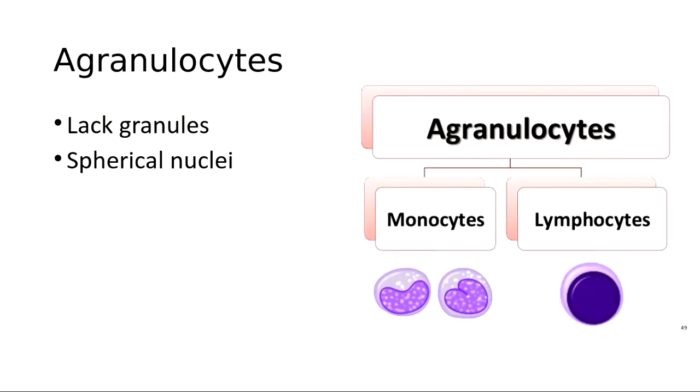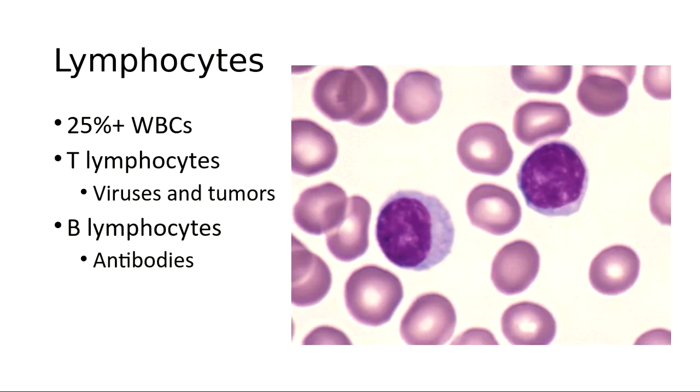Agranulocytes don't have granules. They have more of a sphere-shaped nucleus, and include the cytes. Lymphocytes, which are the second most common white blood cell. These include T lymphocytes and B lymphocytes, also known as T cells and B cells. T cells attack viruses and tumors. B cells produce antibodies, and we'll go through more detail with that in chapter 20 later.